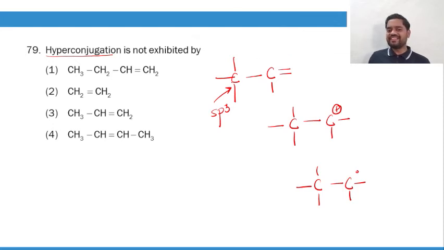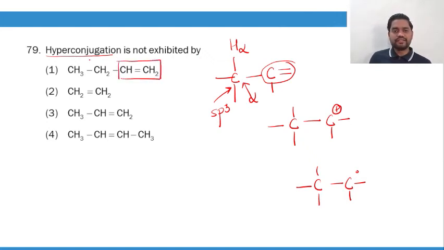And this sp3 hybridized carbon should have at least one alpha hydrogen. Since this is the main center, this is an alpha carbon, and its hydrogen is known as alpha hydrogen. So when it has alpha hydrogen, then and only then it shows hyperconjugation. This is a main group, this is an alpha carbon, it has alpha hydrogen, so it shows hyperconjugation. That means it is not the right answer.